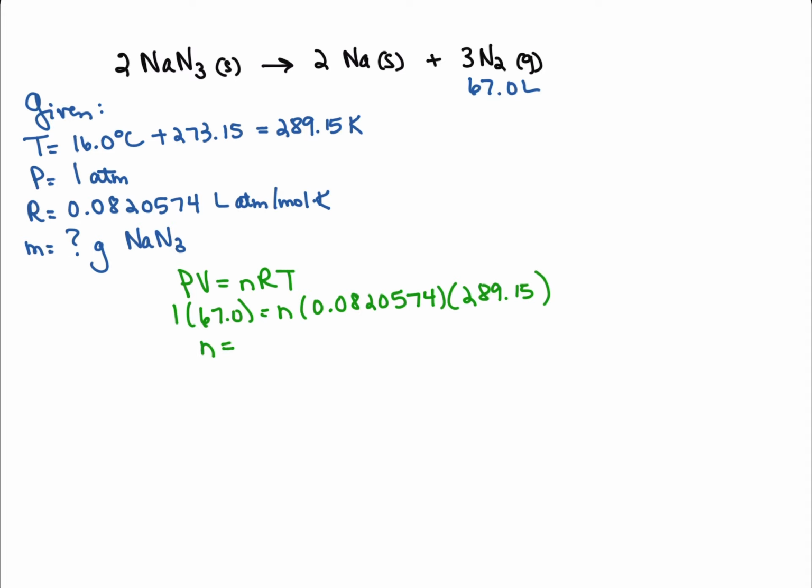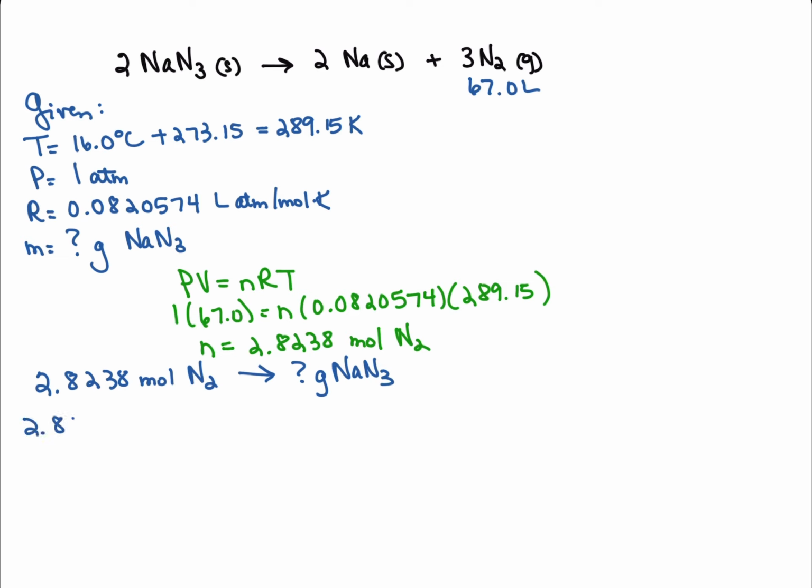And I solve for n. I make sure to write the complete units so that I don't get confused. I just solved for moles of N2. But they're asking us for the mass of NaN3. So I'm going to go ahead and make a roadmap. I'm going to go from 2.8238 moles of N2 to grams of NaN3.